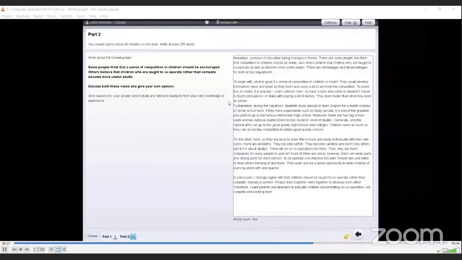For the reading and writing tests, the clock will turn red and flash when you have 10 and 5 minutes left.